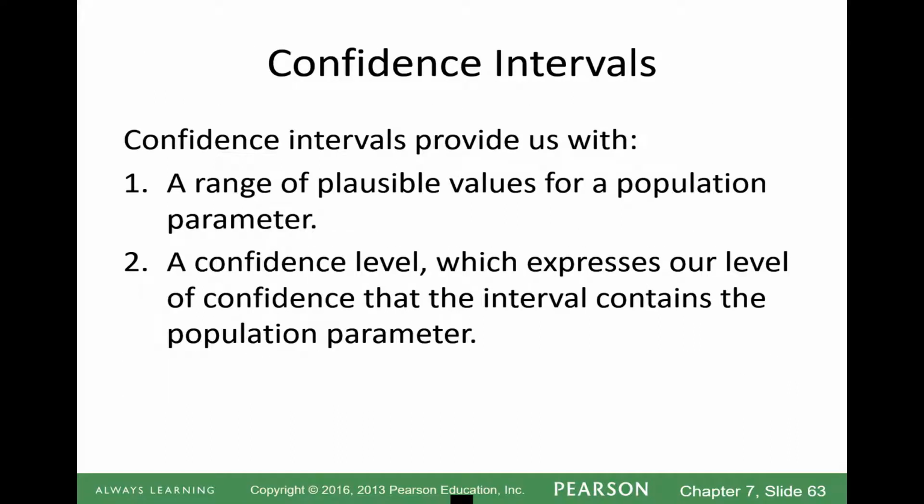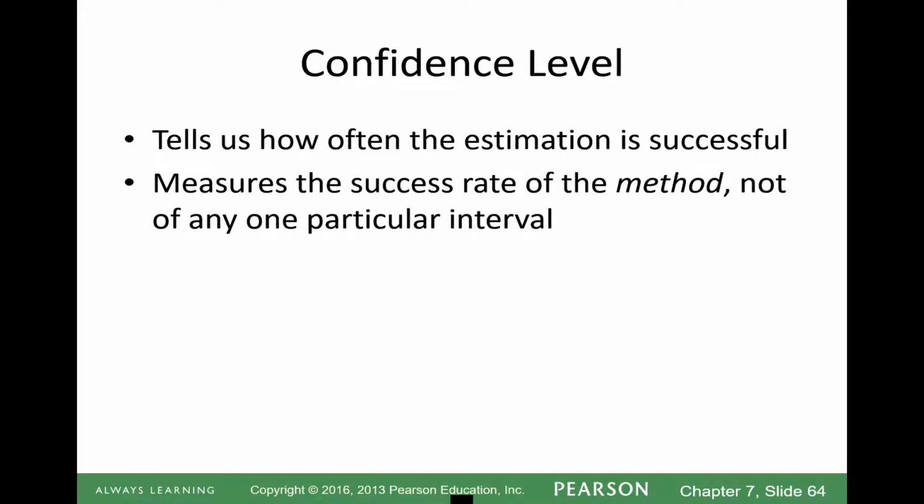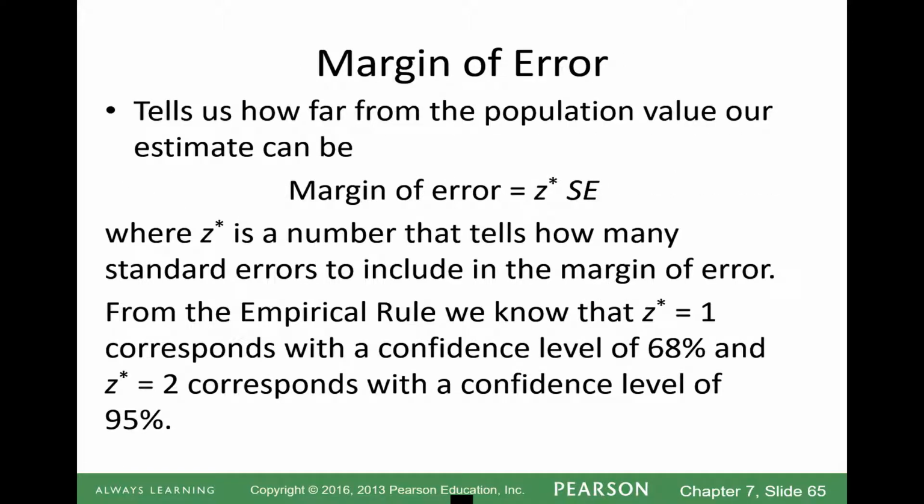Confidence intervals provide us with a range of plausible values for a population parameter. A confidence level expresses our level of confidence that the interval contains the population parameter. It tells us how often the estimation is successful. It measures the success rate of the method, not any one particular interval. The margin of error tells us how far the population value can be from our estimate.